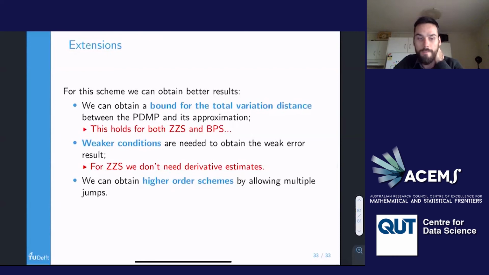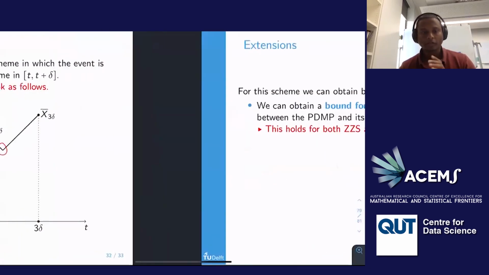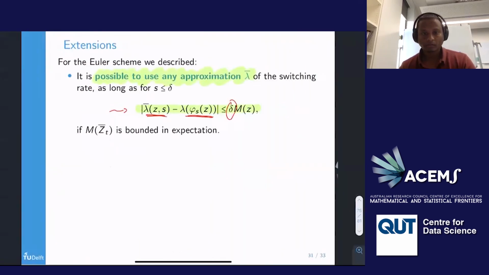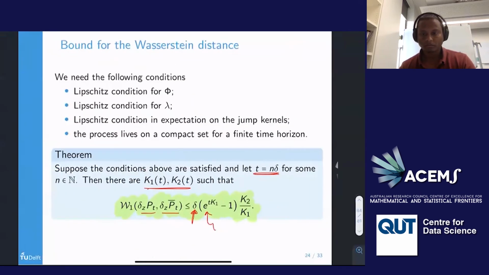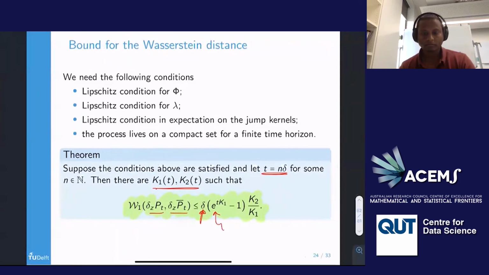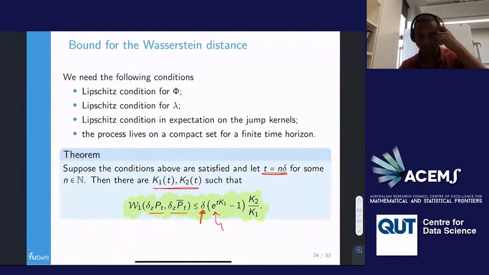Yeah, Surat, you go. Yeah, Andrea, very nice talk. I would like to ask you one question. In the first theorem, I think, on the bound on Wasserstein distance, you have K1 and K2? Yes. Can you explain how they depend on time t? Yes. K1 is a particularly interesting quantity there.